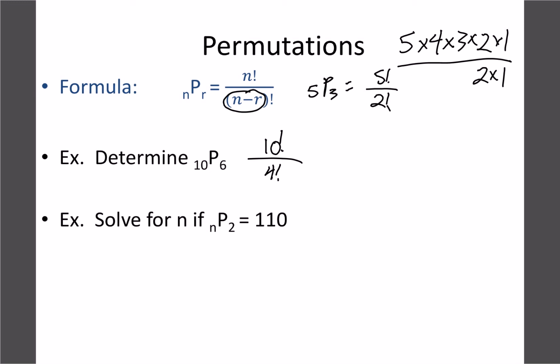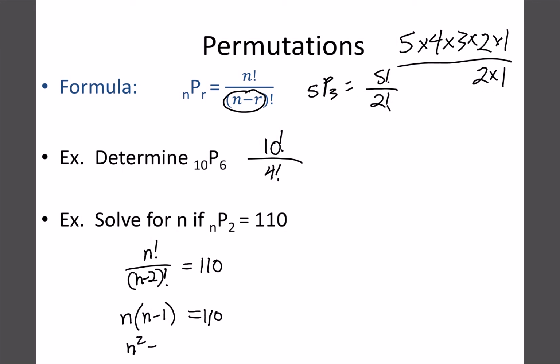We know the formula is n factorial on top, and then the bottom would be n minus 2 factorial. We know that's going to equal 110. So we can actually simplify this. We know that n factorial means n times n minus 1 times n minus 2 and so on. So that means on the top we'd have n and n minus 1. The n minus 2, n minus 3 would cancel with the bottom. So we just get n times n minus 1 equals 110. And then we can actually solve that.